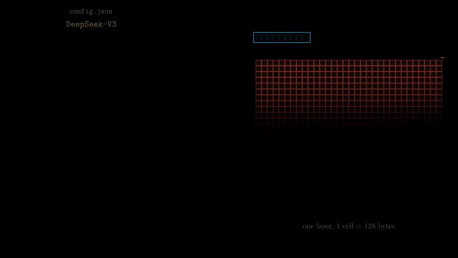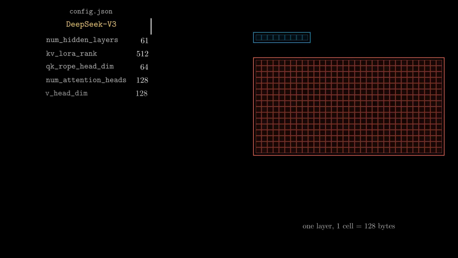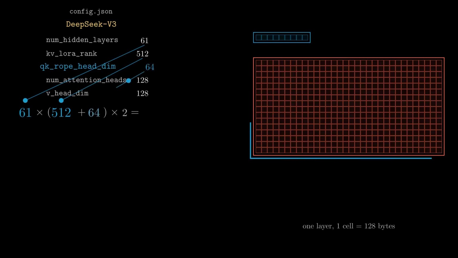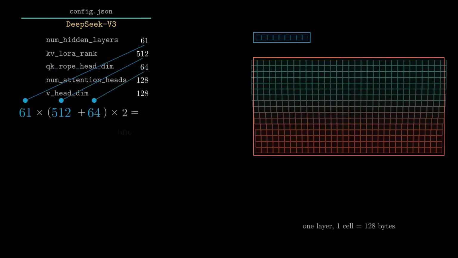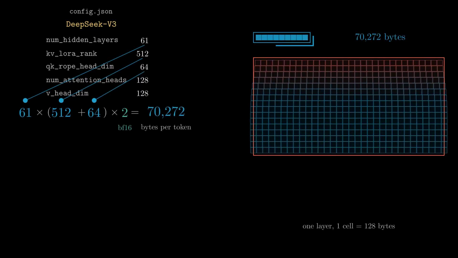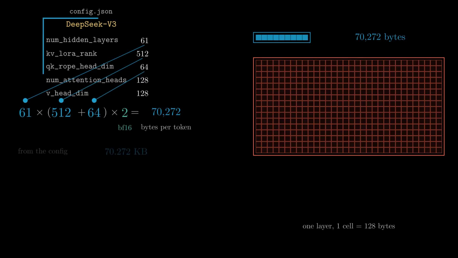Now watch what that does to the number. DeepSeek v3 has 61 layers. Its latent is 512 numbers wide, plus another 64 for the positional part, which cannot be compressed, at 2 bytes each. That comes to 70,272 bytes for every token, or about 70 kilobytes.